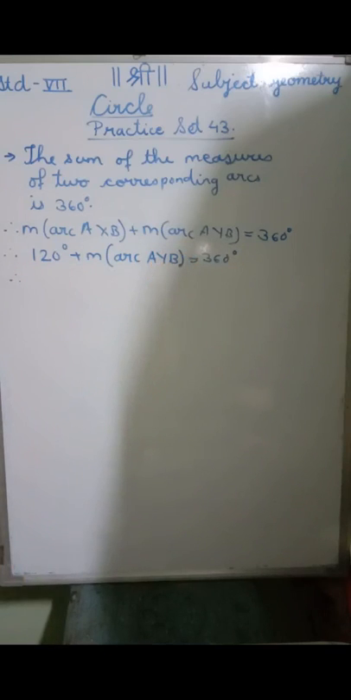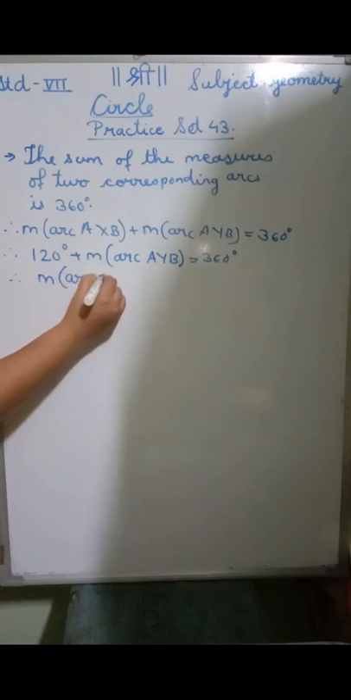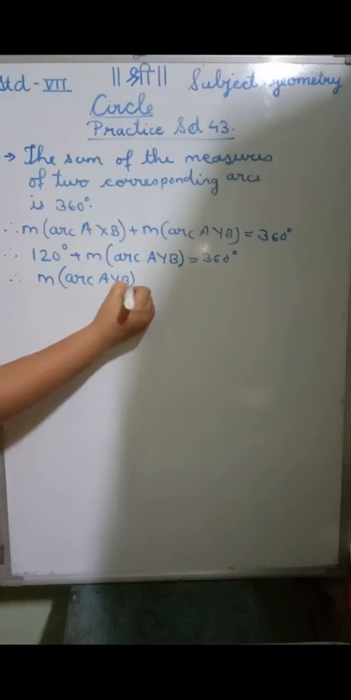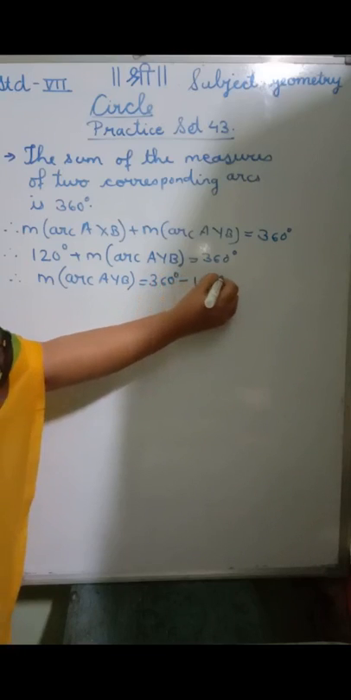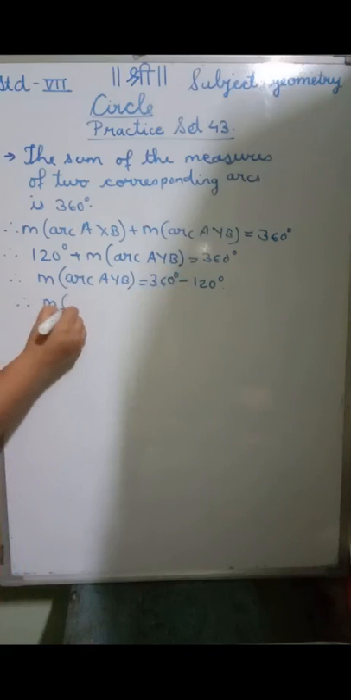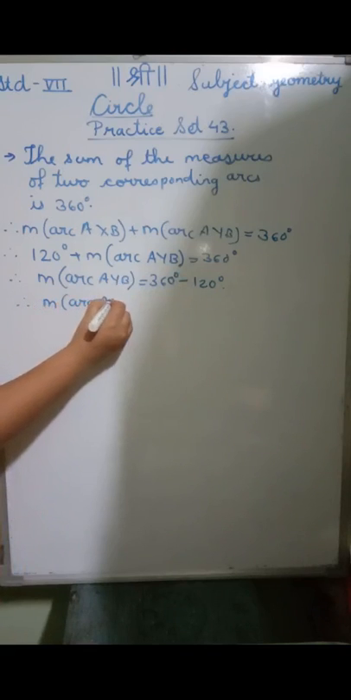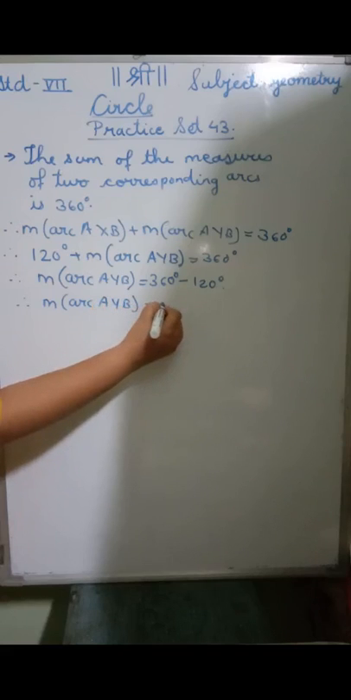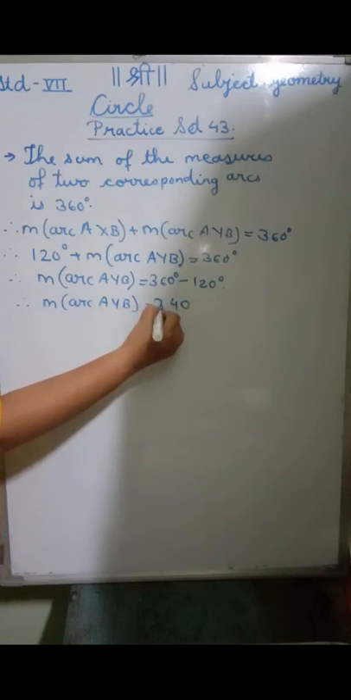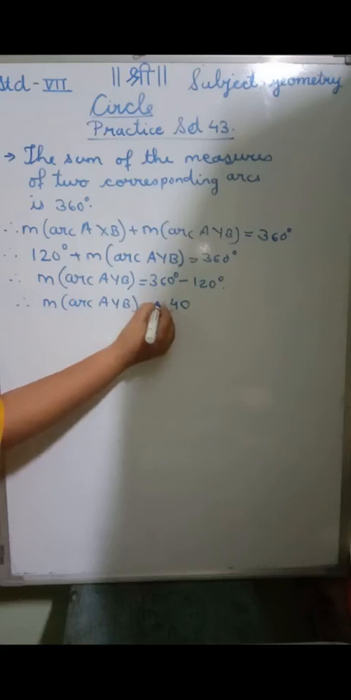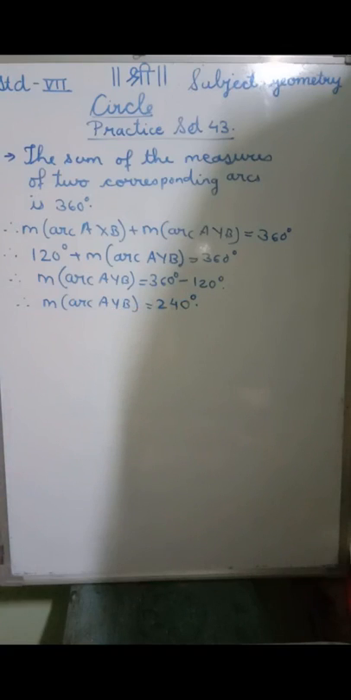Now if we take 120 to the other side, what will remain at the LHS? Measure arc AYB is equal to 360 degrees minus 120 degrees. Therefore, measure arc AYB is equal to how much? That is 240 degrees. So option number 3, the alternative 3, is correct.